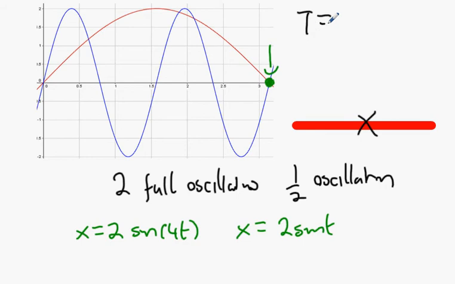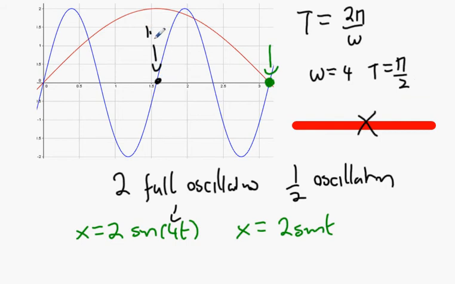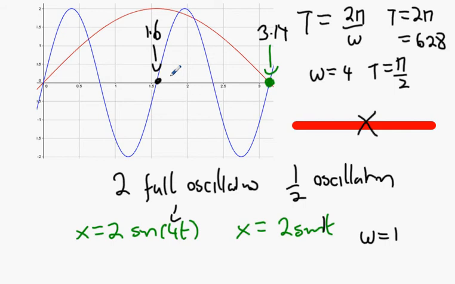Okay? Hence, the periodic time, the time taken to complete 1 full oscillation, is 2 pi over omega. When omega equals 4, your periodic time is going to be pi over 2, roughly 1.6 seconds. When your omega value is 1, you get T equals 2 pi, which is roughly 6.28 seconds. So that pi is only 3.14. Hence, it's only completed half an oscillation. Would everybody be happy with that?